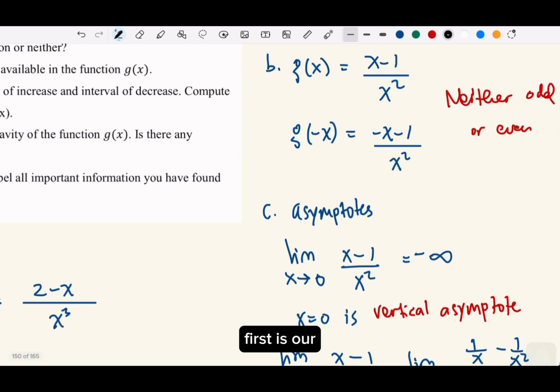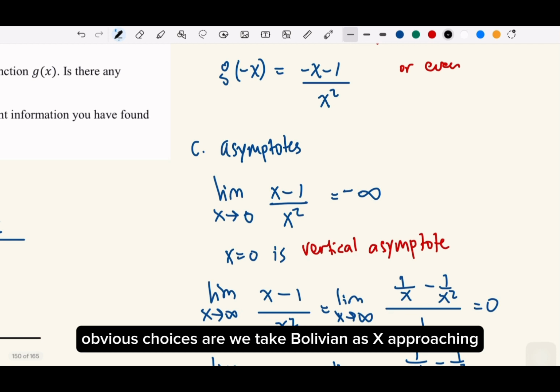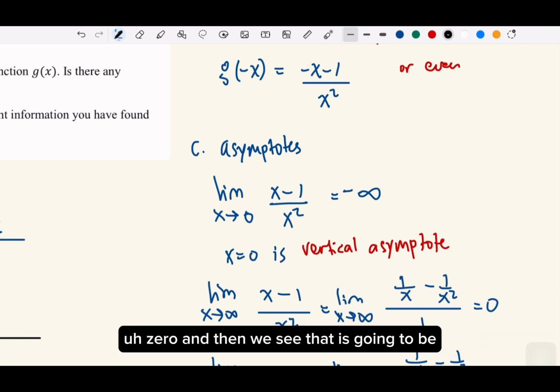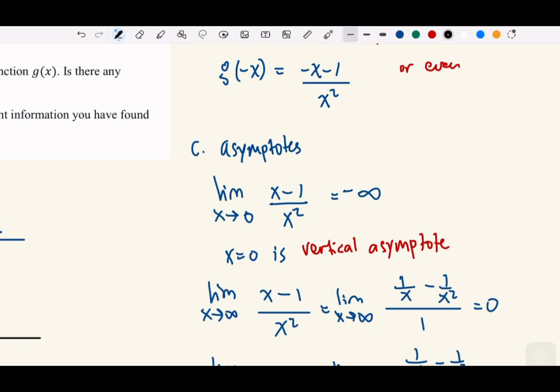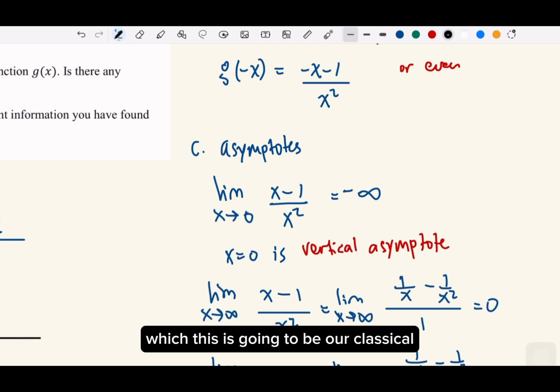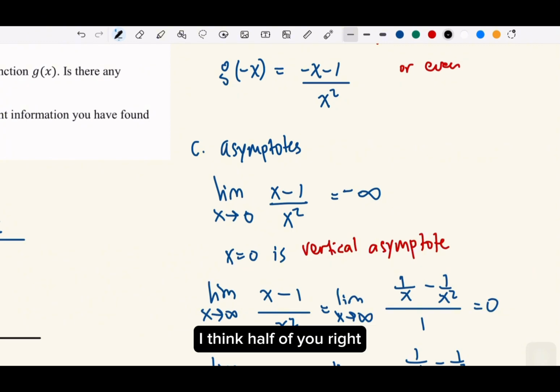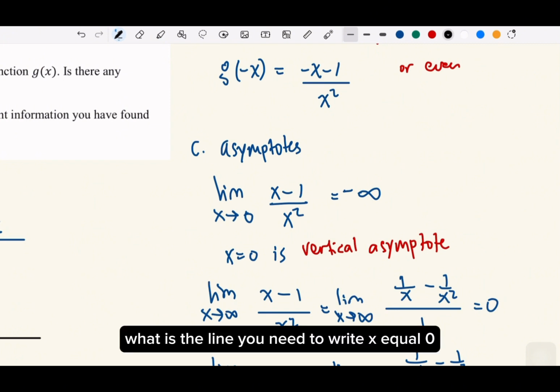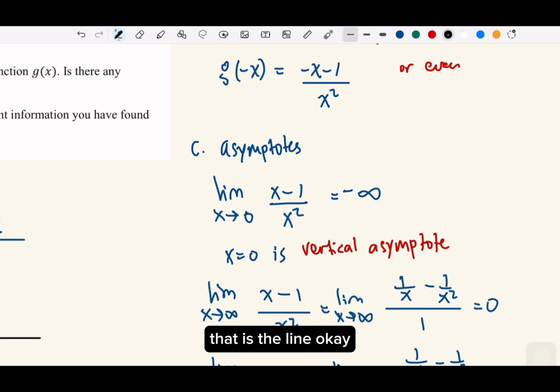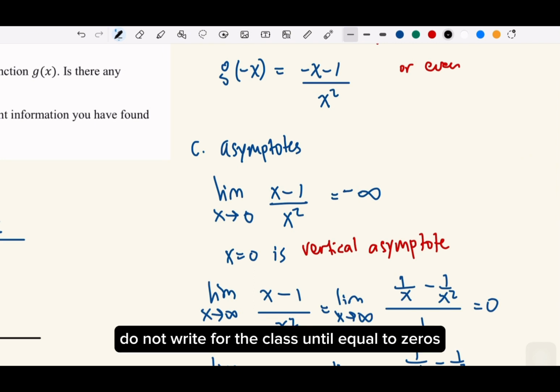First, our obvious choice: we take the limit as x approaches 0. Then we see that it's going to be getting infinite value, which is going to be a vertical asymptote. I think half of you write the vertical asymptote equal to 0. What is the line? You need to write x equals 0. That is the line. Do not write vertical asymptote equal to 0.